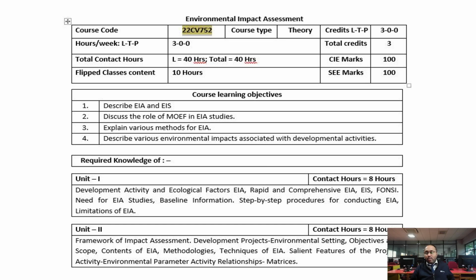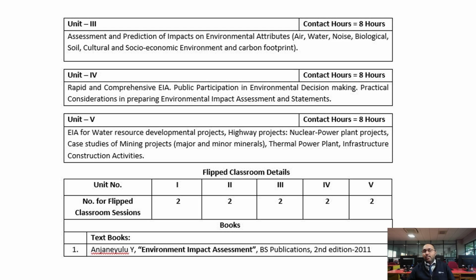And the second unit talks about the framework, the developmental projects, the objectives, the methodologies, and the techniques with the salient features of certain projects, which talks only about environmental parameters. And the third unit talks about the assessment and prediction of impacts on air, water, noise, and biological components. Also, some of the impacts we classify as socio-cultural or socio-economic problems.